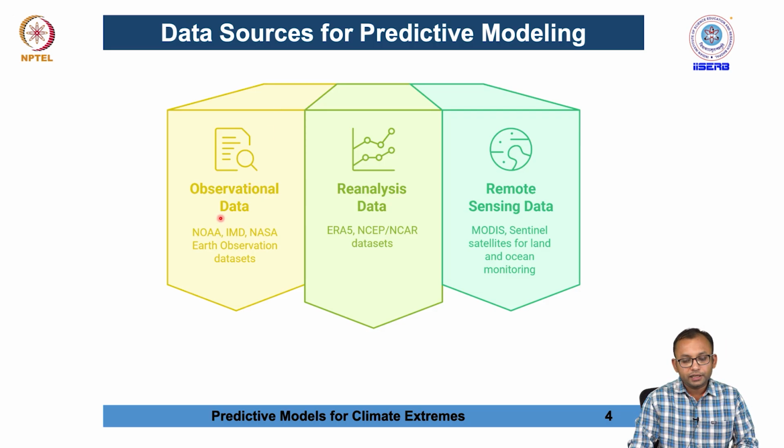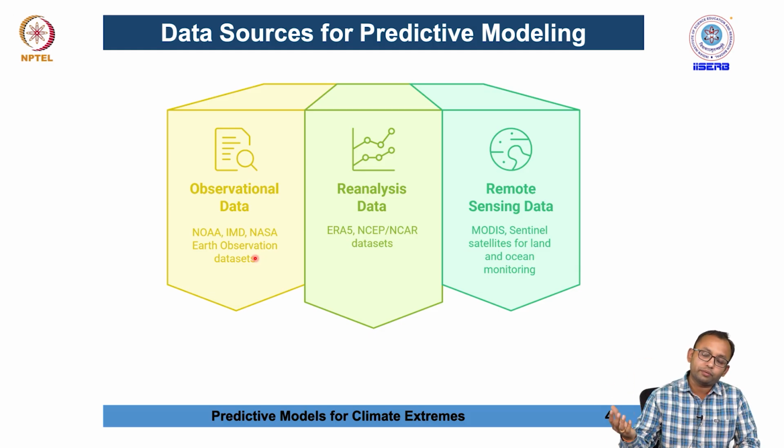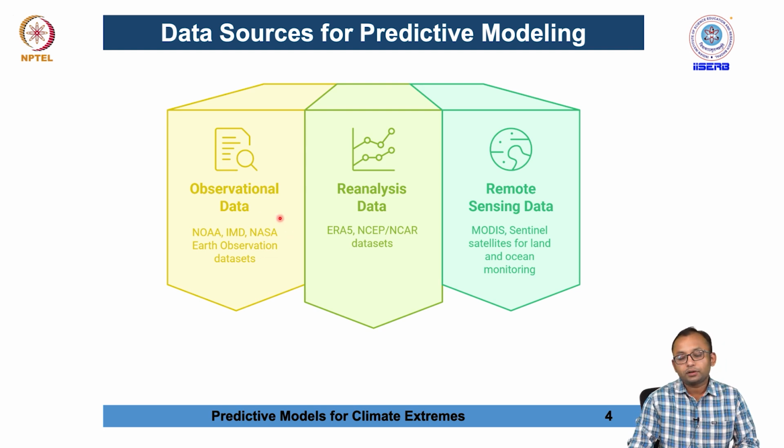So, that is called observational data set, which is basically coming from NOAA, IMD, NASA Earth observations data set. These data sets are primarily grid-based or point-scale data sets that we can use. Sometimes this data set can also be in the form of remote sensing, which is coming from the satellite data set itself, and that can also be used for different types of predictive modeling. For example, flood extent analysis, or let us say you talk about the extent of a particular wildfire in certain regions, like that.